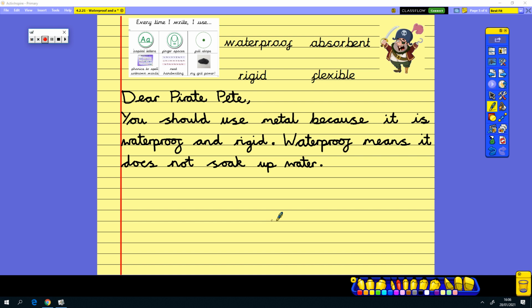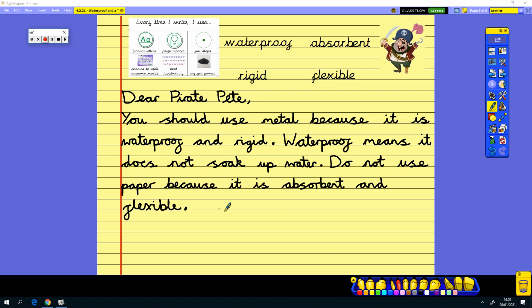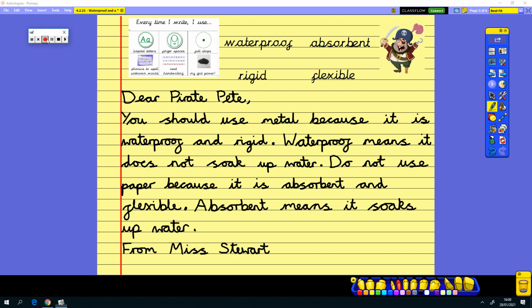I'm now going to carry on the same line and tell him what he should not use. Here we are. I've told Pirate Pete, do not use paper because it is absorbent and flexible. Remember, we need to explain these new words to Pirate Pete. So now we're going to explain what absorbent means. So I've explained absorbent means it soaks up water. I've then finished my letter by saying from Miss Stewart.